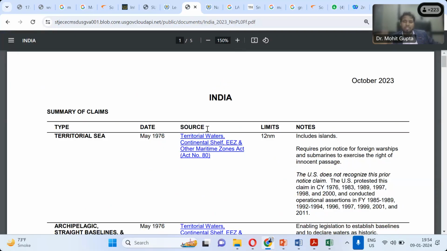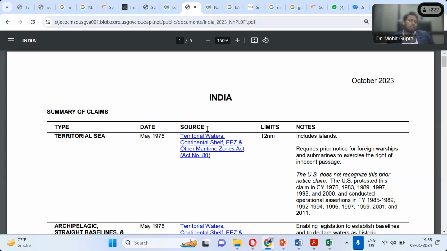You can visit the US Navy JAG website. All the countries are mentioned there. Domestic laws of all the countries are mentioned there, and also the comments of the US are mentioned, because the US continuously keeps on saying that there are certain countries who are violating the law of the sea convention. So what is the comment of the US related to the domestic law of a particular country?